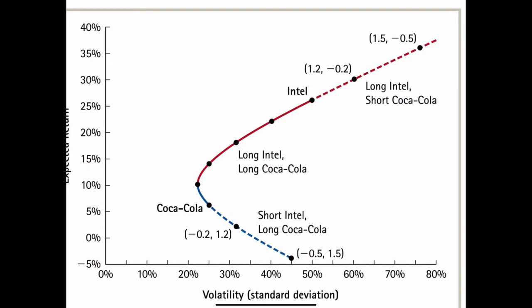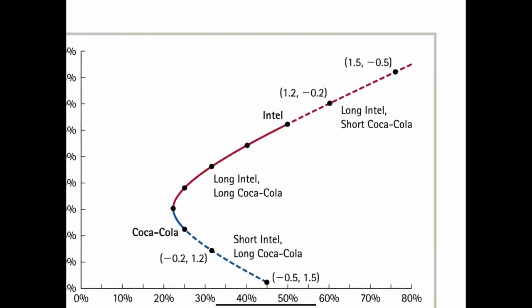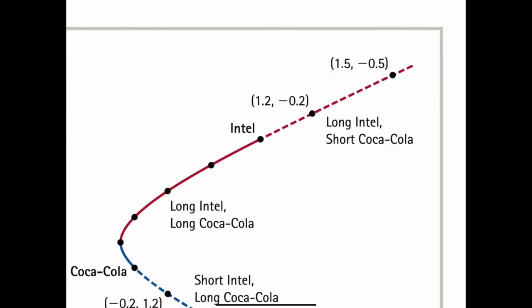It means you can do better: you can get a higher return with the same volatility, or the same return with lower volatility, by going on the red line. And over here on the red line, you can extend this point by shorting Coca-Cola. With the extra money you have, you can go long Intel, right?